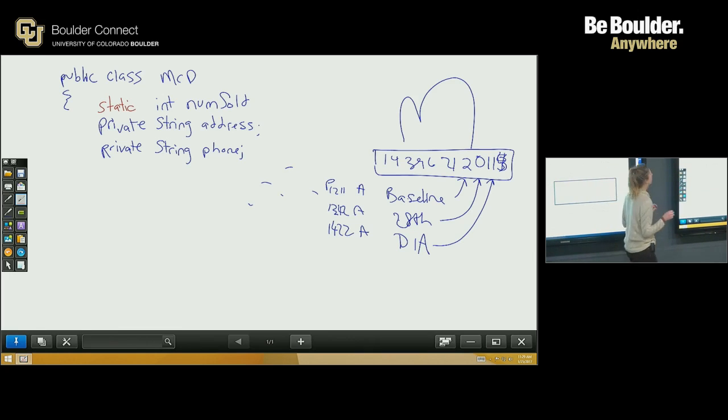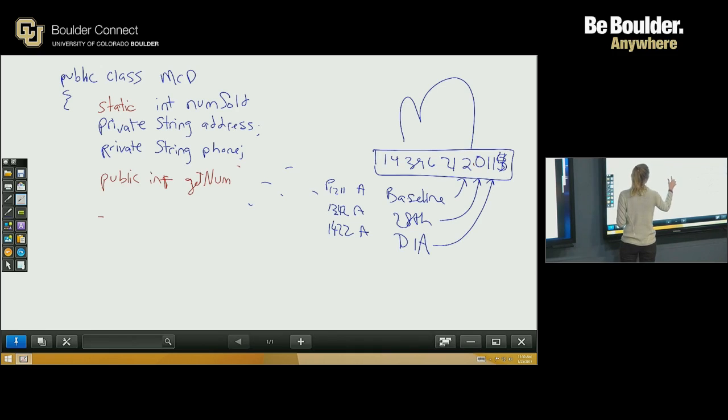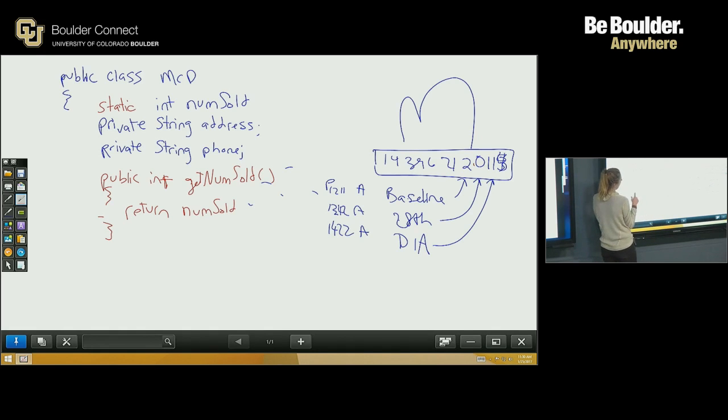Yeah. So if I were to call public int get num sold, I would be just returning num sold. And actually, because this is a static value, I would also want to put static in here. And we're going to talk about a couple things for that.